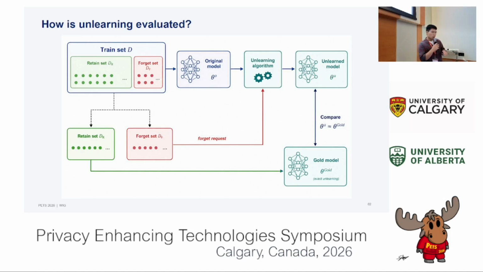Unlearning starts by giving us the forget request for the forget set. Unlearning uses both the train set and the original model to produce the unlearned model. Also, we have the gold model, which is also called exact unlearning or the retrained model. The gold model is trained from scratch using only the retain set. So many unlearning evaluation algorithms compare the unlearned model to the gold model in multiple aspects.